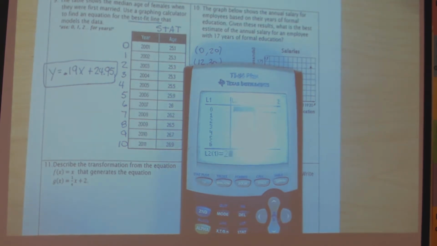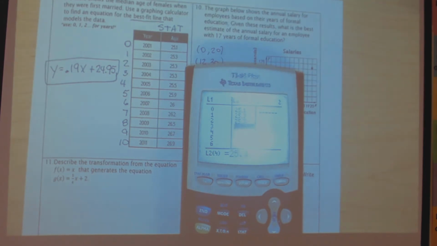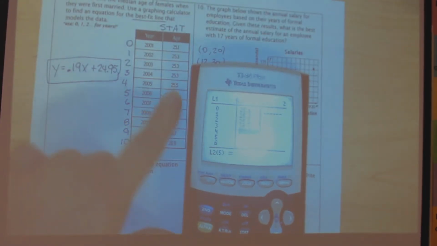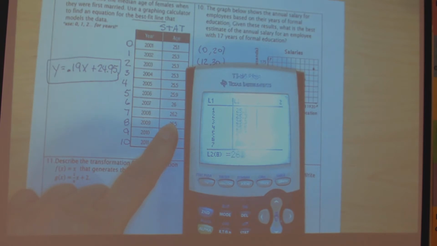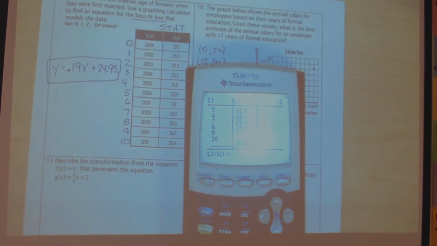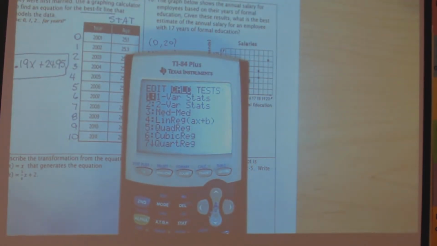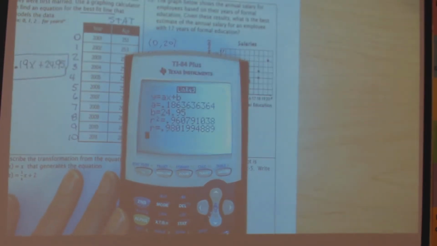Then we'll put in the Y values in L2. Notice I had 3 that were the same there. 25.5, 25.9, 26, 26.2, 26.5, 26.7, 26.9. Okay, so now we go back to stat. We're going to calculate item number 4, which is linear regression. That's this one right here, and hit enter until it calculates it.